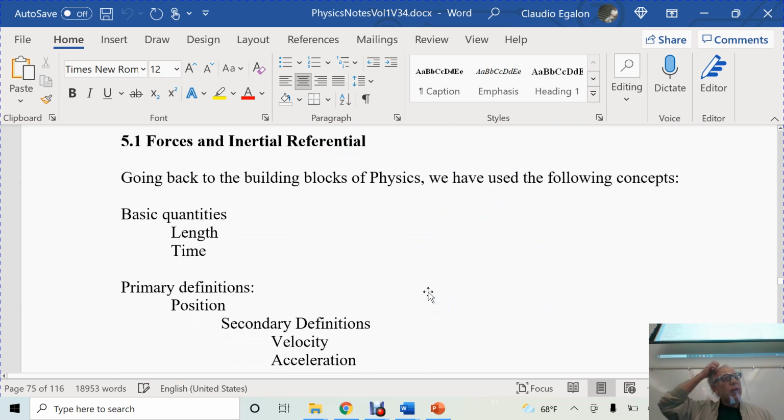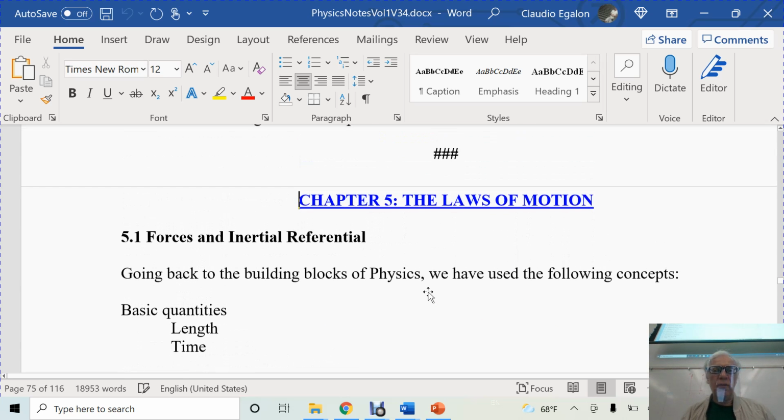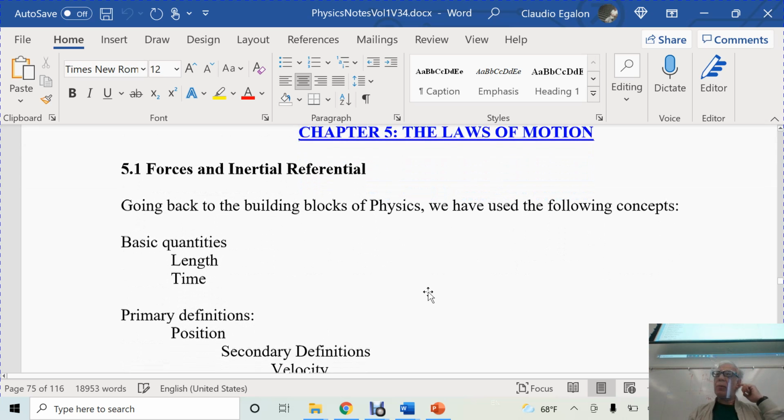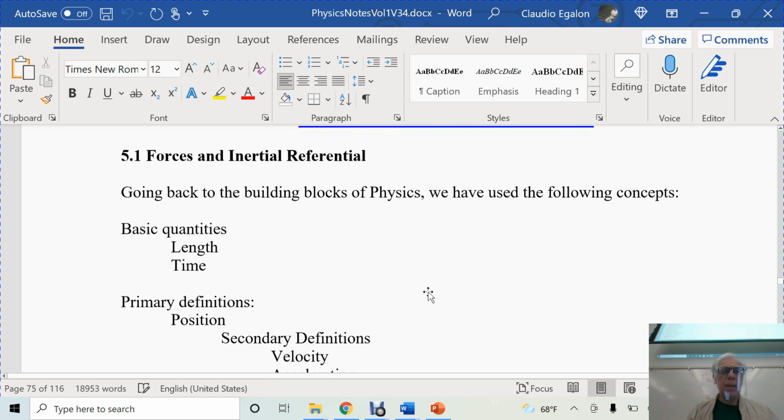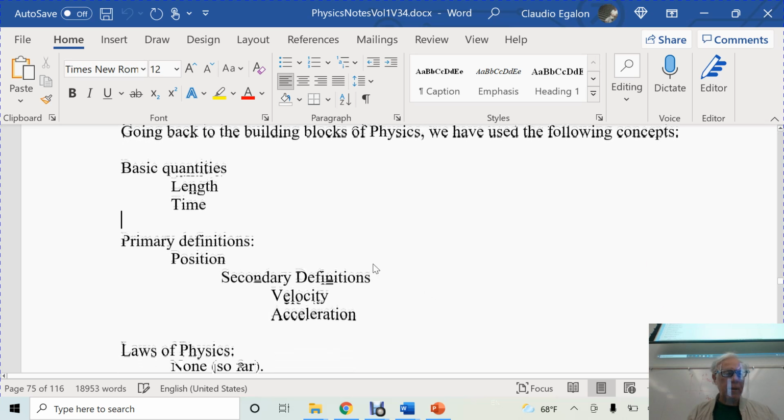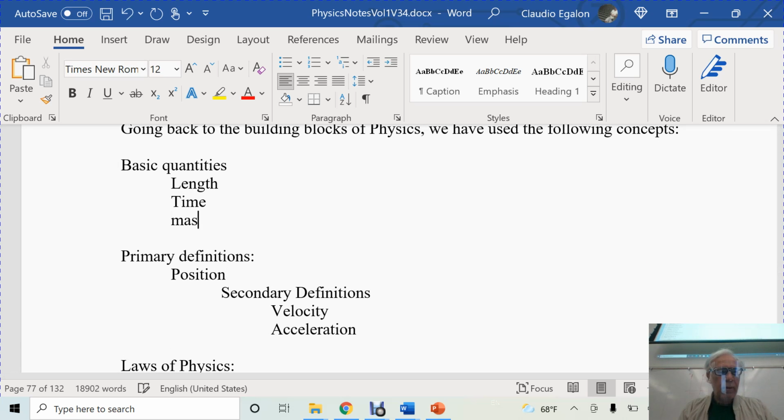And now we can start talking about that primary definition that we mentioned before. Okay, so here you go, laws of motion. That's the chapter we're going to talk about right now. So, going back to the basic quantities, right? Length, time, and mass. That's what's missing here.